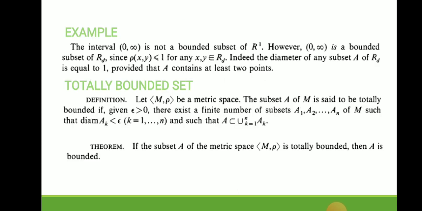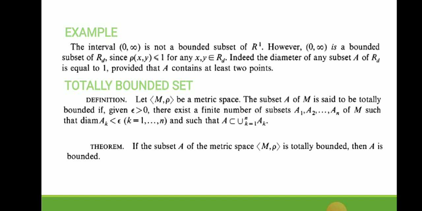This one is an example. The open interval 0 comma infinity is not a bounded subset of R1, because you cannot find L such that rho of x comma y is less than or equal to L for any x and y belonging to the open interval 0 comma infinity.